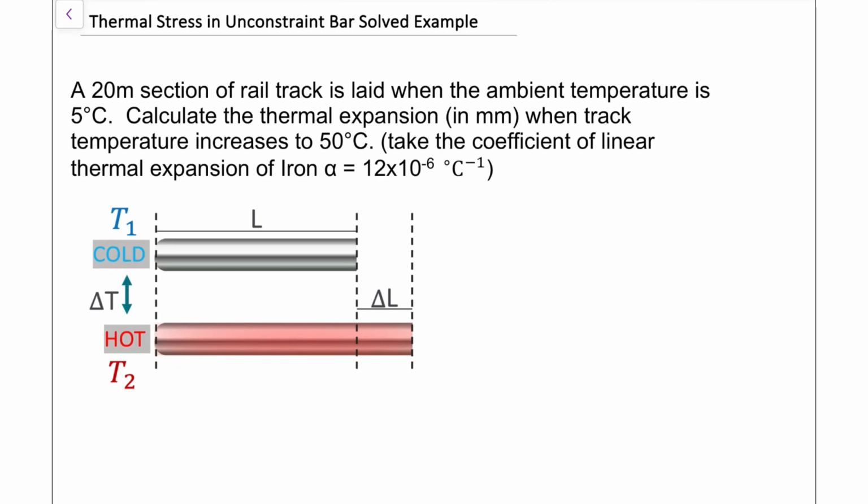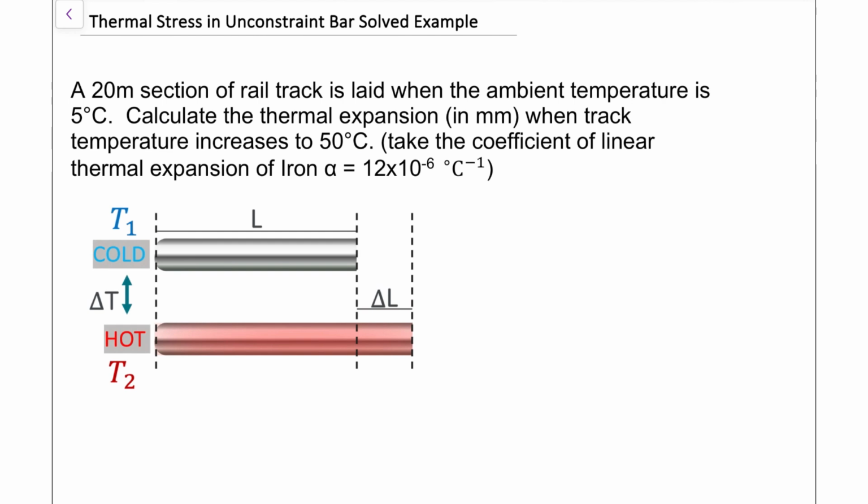So we're going to evaluate the thermal stress in this unconstrained bar. In this instance, we have a 20-meter section of a rail track that is laid at an ambient temperature of 5 degrees Celsius, and it's then exposed to some elevated temperature, 50 degrees Celsius. And we need to figure out how much this thing has expanded.